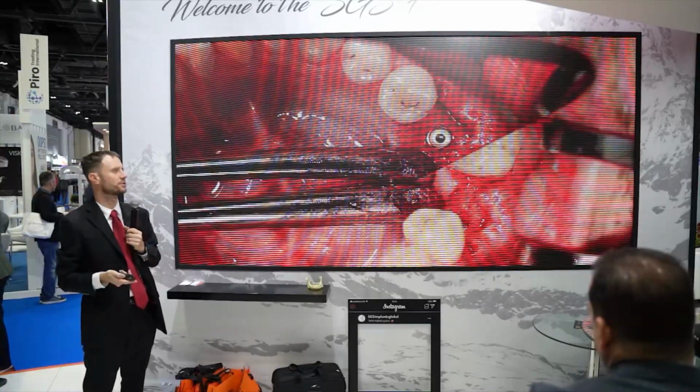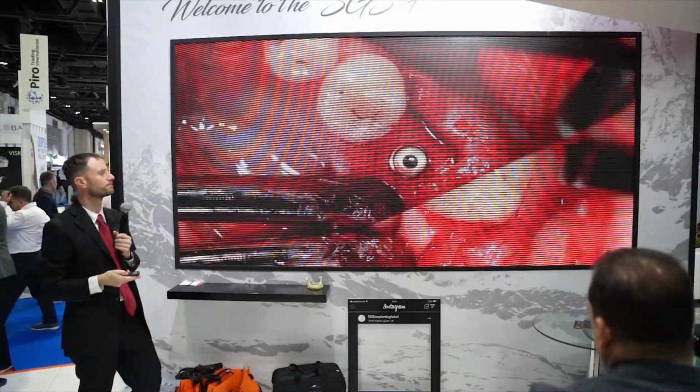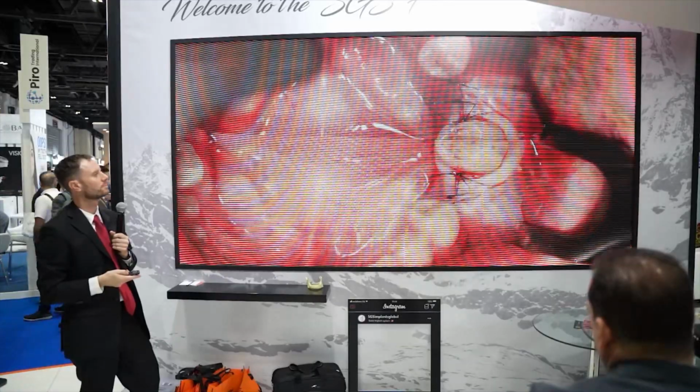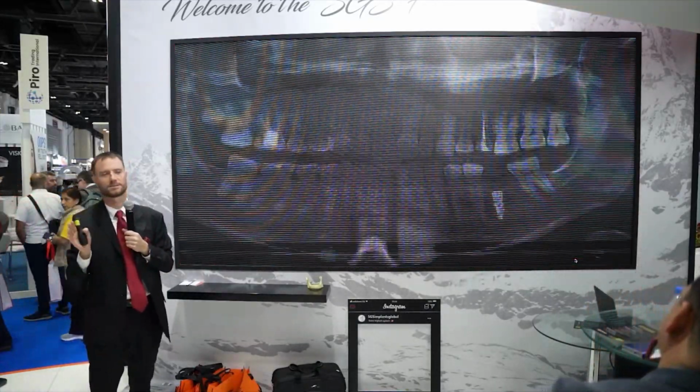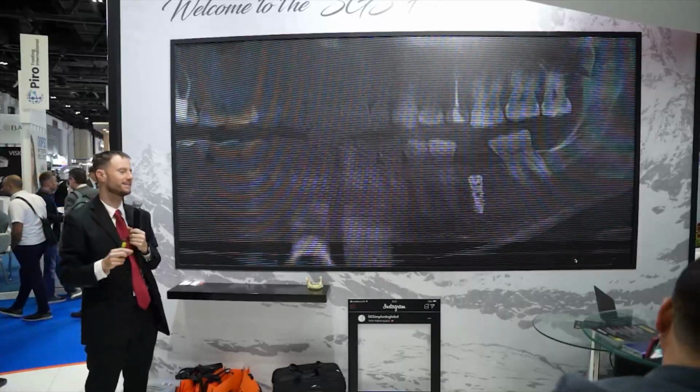Okay, there's the cover screw. This is already 4.0 sutures, a bit thinner, still going up for less thickness always.